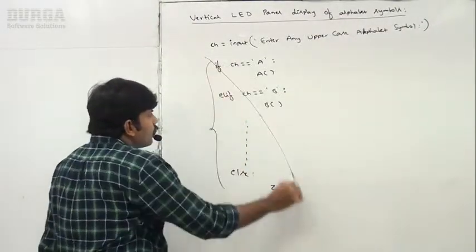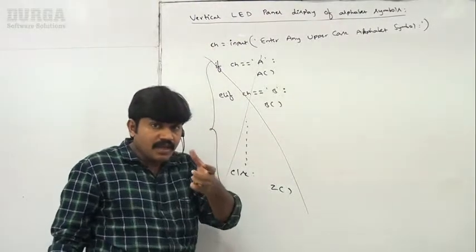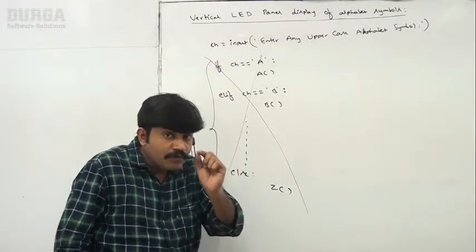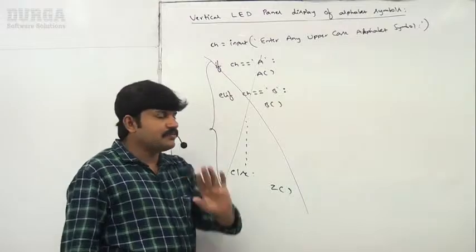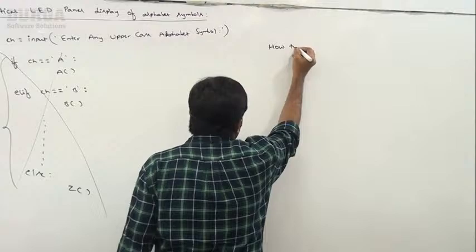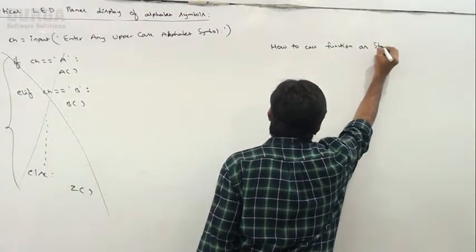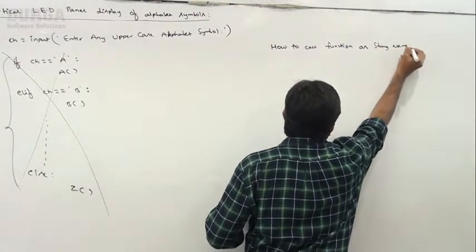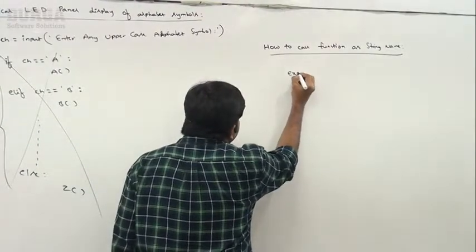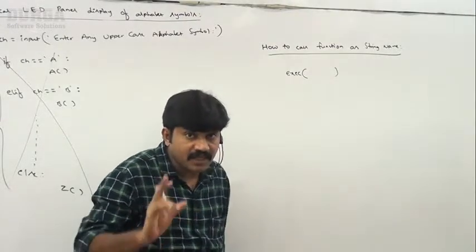So instead of this approach, because this is lengthy code, if you know the function name, is it possible to call the function from the string or not? If you are aware of that, then our life will become very easy. Observe carefully. How to call a function as a string name? It is very simple, sir. There is exec, a predefined Python inbuilt function.